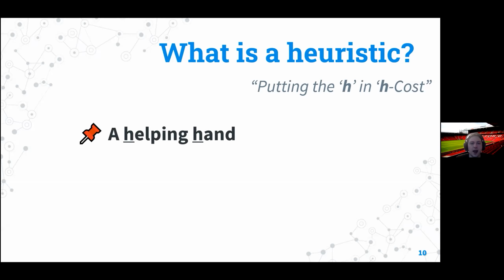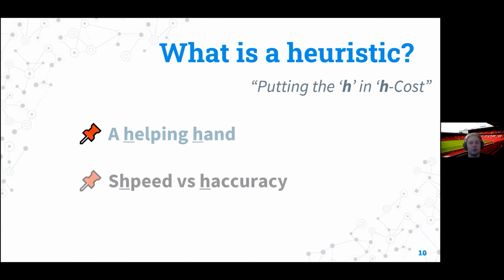So it's a helping hand. It's another sense that we want to give to our pathfinding algorithm. And it also helps us adjust the decision we might want to make with our pathfinding algorithm between speed and accuracy. So that's two things we can modify with our heuristic. Okie dokie. So let's have a look at those.